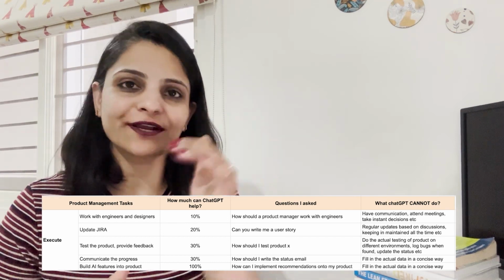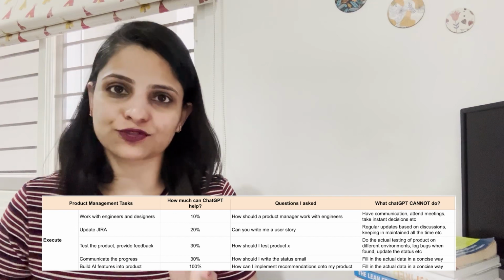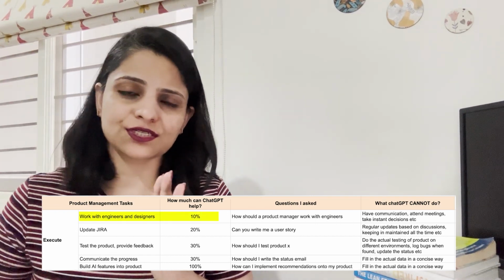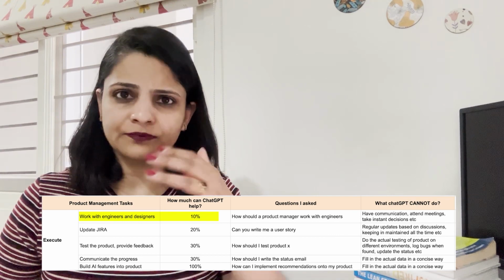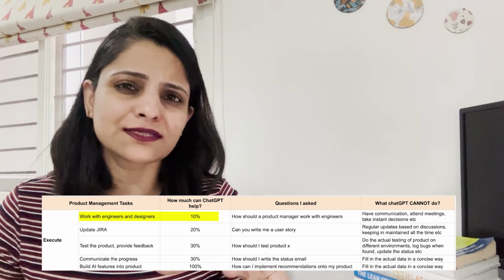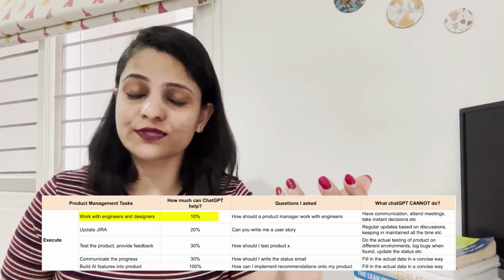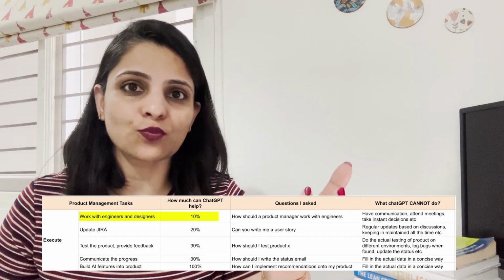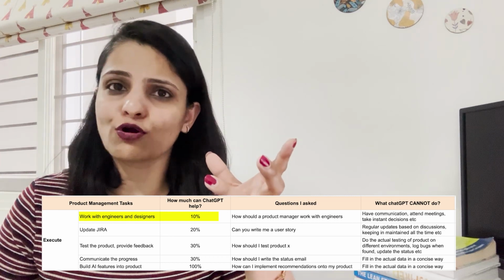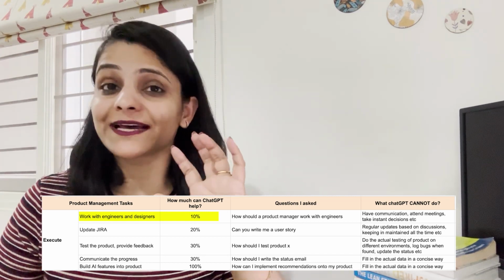So now let's see for each of these, what is it that can be done via ChatGPT and how much of it can be. So the first one being working with the designers and engineers in the team. So I would say ChatGPT at this stage could be leveraged around 10%. The reason I say that is because yes, you can ask questions to the AI tool, like, what are the best practices of working with engineers and designers, maybe get a little bit of understanding of the technical or the design aspects of building out a product, but that's all.